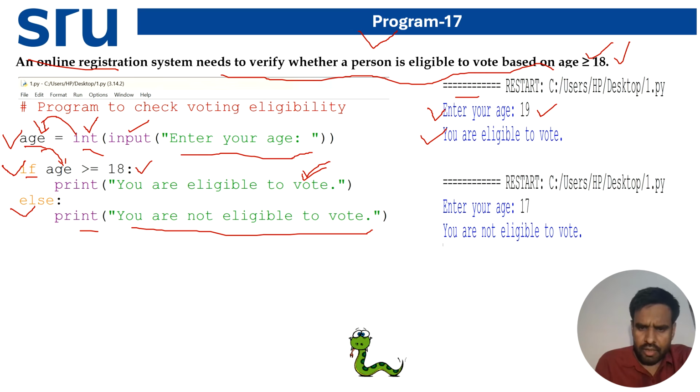Now enter your age. Okay, so I am giving 17. Now what is the value of age? It checks the condition: if age, that is 17, greater than or equal to 18? No, the condition is not true, so it will not come here, it will come to the else part. It will print you are not eligible to vote. So this is how you are going to run this program.